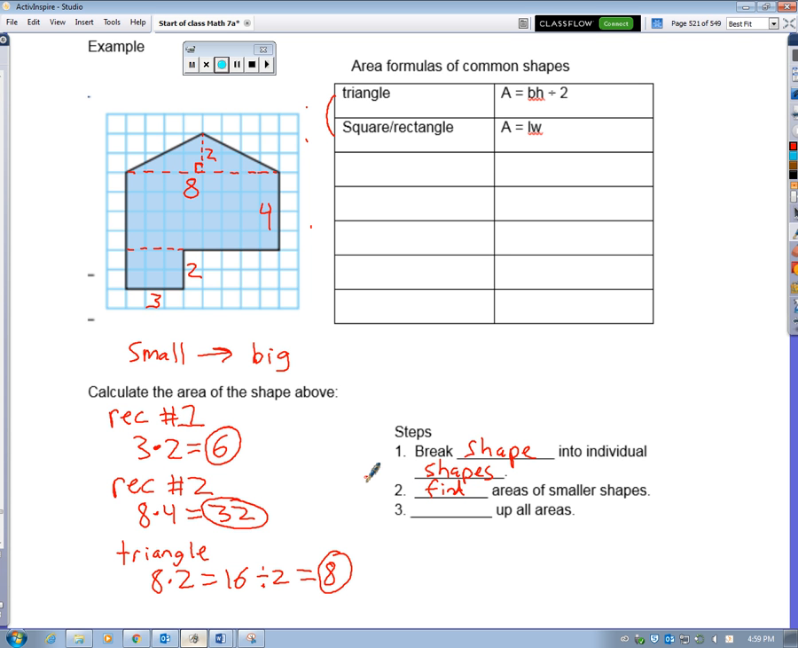Okay? So we just completed, step number 1 was a long time ago. We just got done with step number 2. And notice how I circled all the areas so it doesn't get confusing with these other numbers. Now my third and final step is I want to add up all the areas. Alright, so I'm going to add the 6, the 32, and the 8. 6 plus 32 plus 8. Alright, again, I'm writing this stuff out so you guys can see it. And that's going to get me a grand total area of that composite shape of 46.